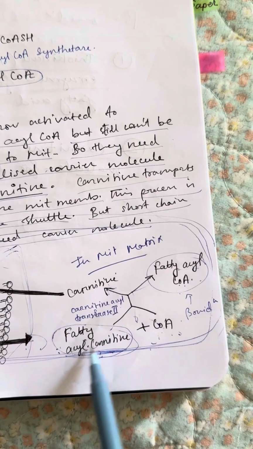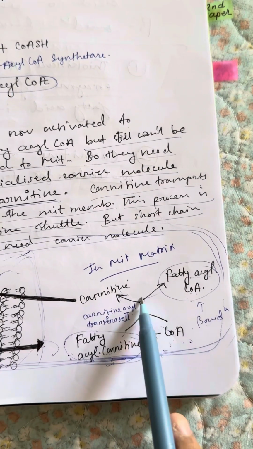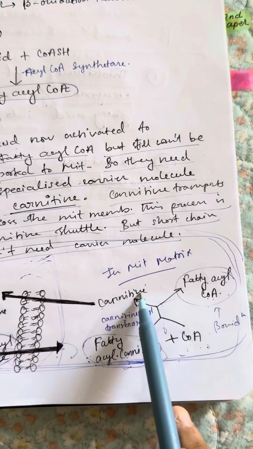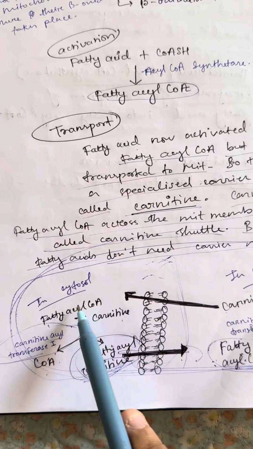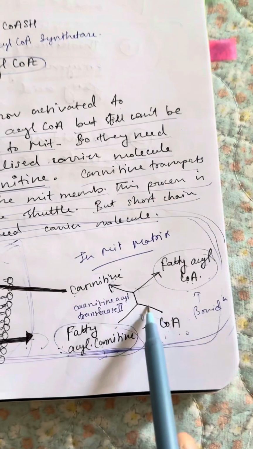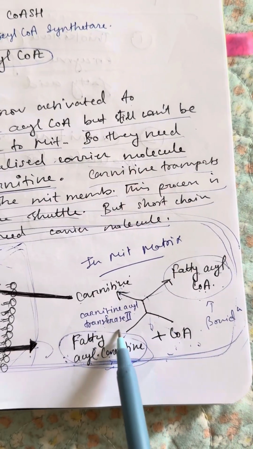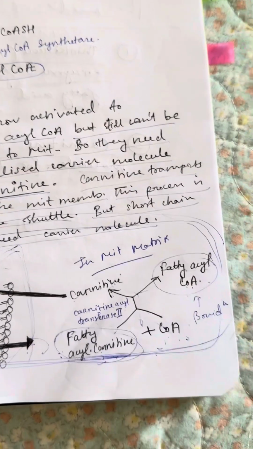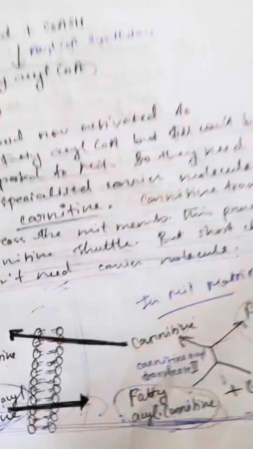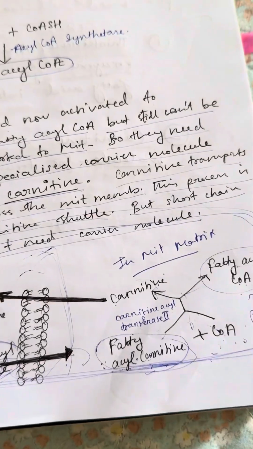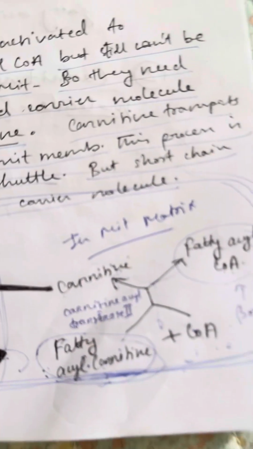And fatty acyl carnitine combining with coenzyme A also gives carnitine, which again goes back to the cytosol, and the cycle repeats. In the mitochondrial matrix, the enzyme responsible is carnitine acyl transferase 2. Okay, this was very easy, right? Let us understand the third stage, the beta oxidation reaction.